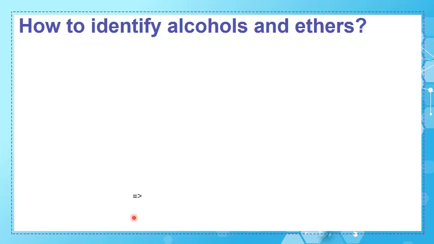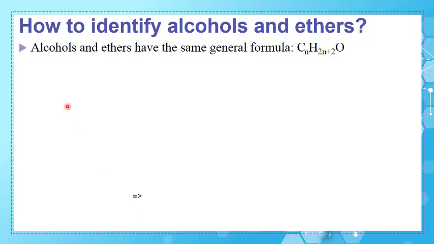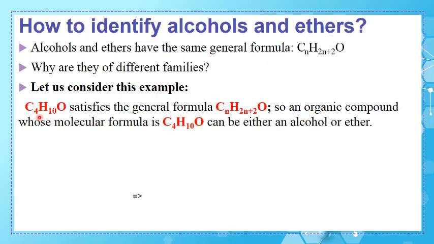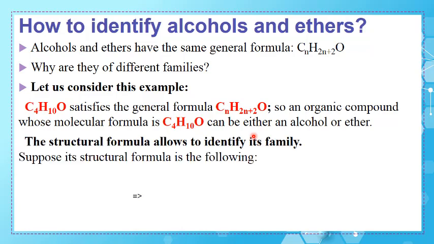How to identify alcohols and ethers? We said in the previous slide that alcohols and ethers have the same general formula, which is CnH2n+2O. Why are they different? Do they belong to different families? Let's consider this example. This formula C4H10O satisfies the general formula CnH2n+2O. So an organic compound having a molecular formula of C4H10O can be either an alcohol or an ether. Actually, the structural formula, it means the formula that shows how the carbons, hydrogens and oxygen are bonded to each other, allows us to identify its family.